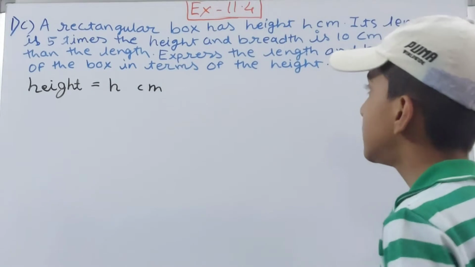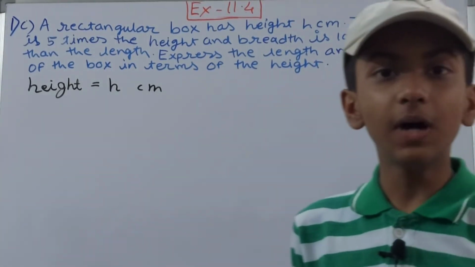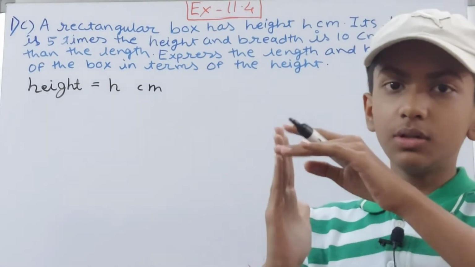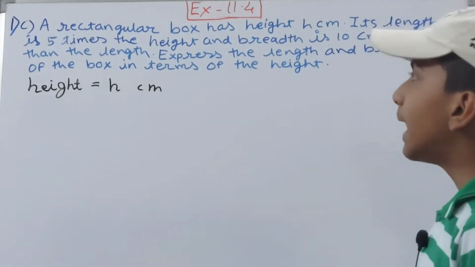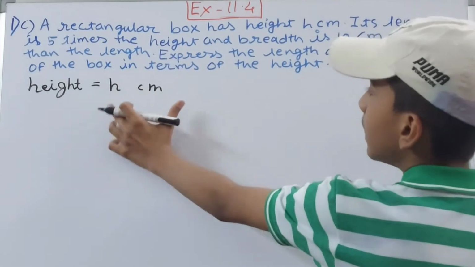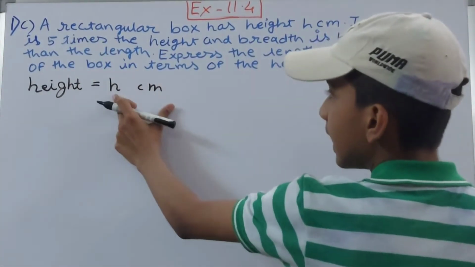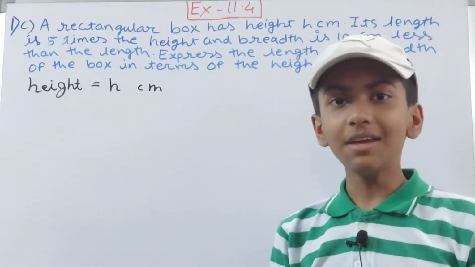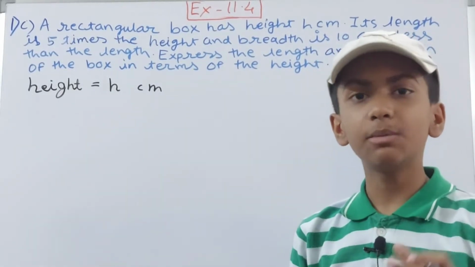Clear? Now it is saying that if you have to find the length of the box, right? So suppose this is the height, so you have to find the length like this, so that will be 5 times the height. 5 times the height. What is the height? Height is h centimeter. 5 times means multiply that by 5.